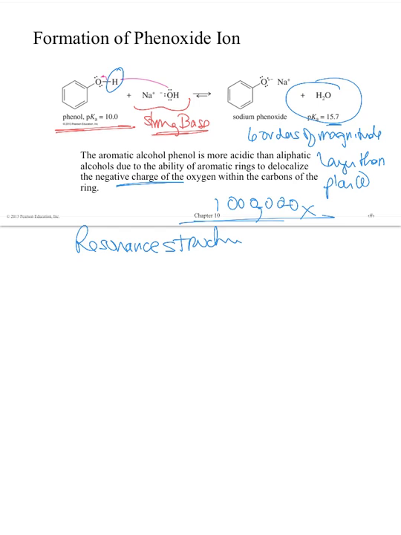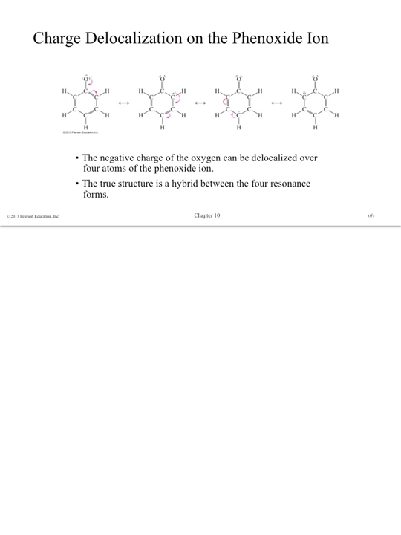And that would be its conjugate base, and the conjugate base is more stable. This is showing you the resonance structures that I was drawing, and as you move them, there's 4 of them. We drew 4 on the slide before. The true structure is a hybrid between the 4 resonance structures.